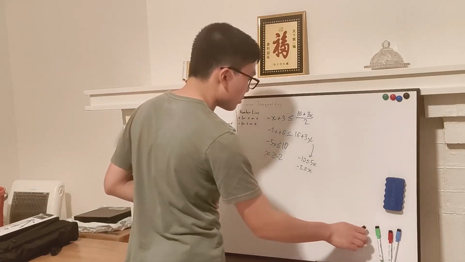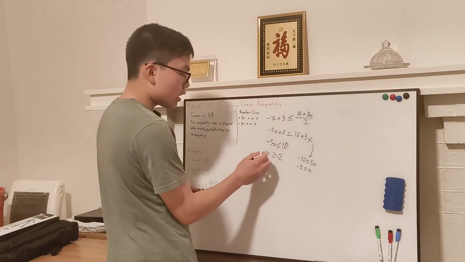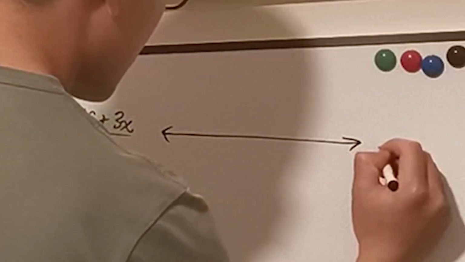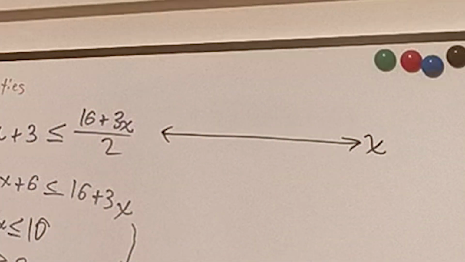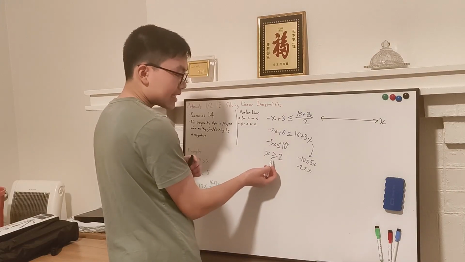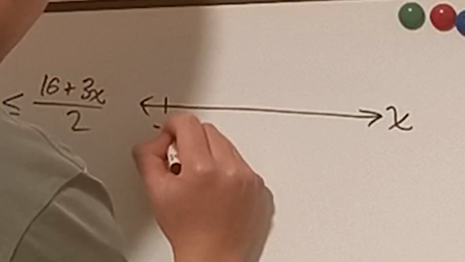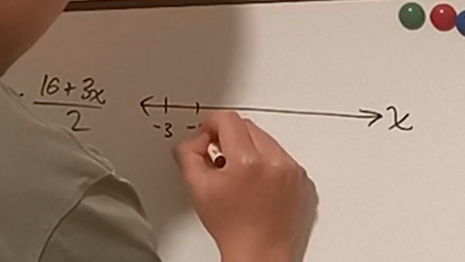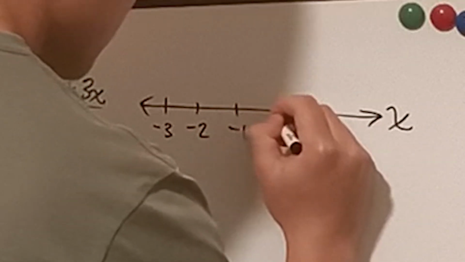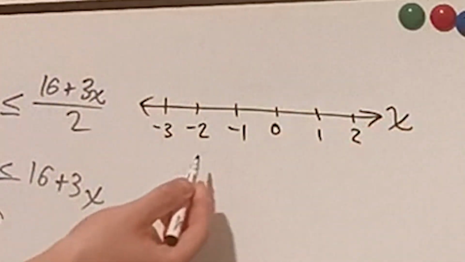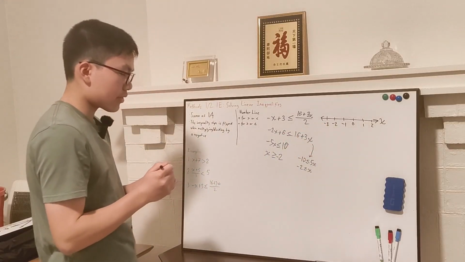Okay, now let's plot this on a number line. So x is more than or equal to minus 2. We're just going to draw this axis here and label that x before we forget. So minus 2, it cannot be anything less than minus 2. So we're going to make sure that our left endpoint is minus 3, and then we're increasing in increments of 1. So minus 1, 0, 1, and 2. So again, roughly equal spacing like that.